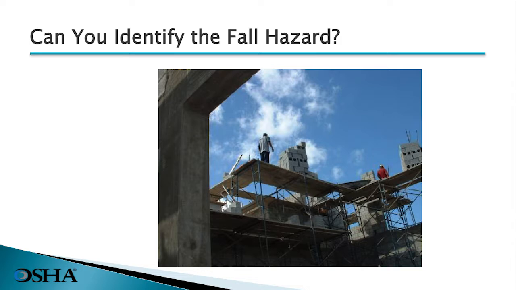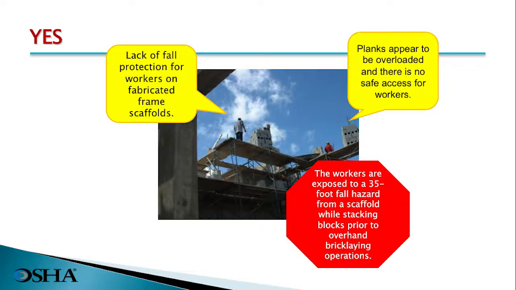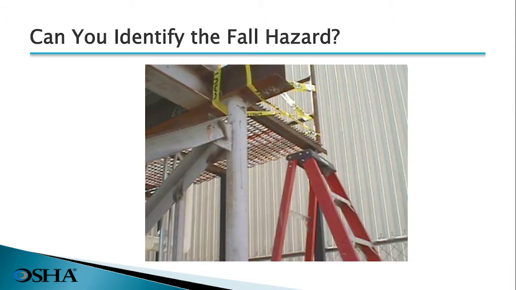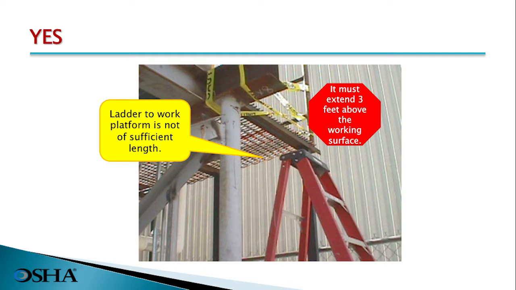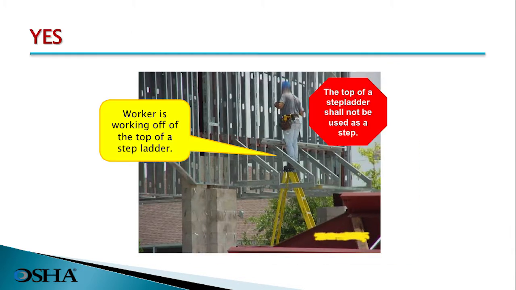Are you able to identify any fall hazards in this photo? You should be. There's a lack of fall protection for workers on the fabricated frame scaffold, and planks appear to be overloaded, and there's no safe access provided for workers to get to the scaffold. The workers are exposed to a 35-foot fall hazard from a scaffolding while stacking blocks prior to overhand bricklaying. Can you identify any fall hazards here? The ladder provided to the work platform is not sufficient in height. Again, all ladders on a construction site or in general industry, when used, must extend at least 3 feet above the upper level. Is this a fall hazard? Of course it is. The worker is working off the top of a step ladder.